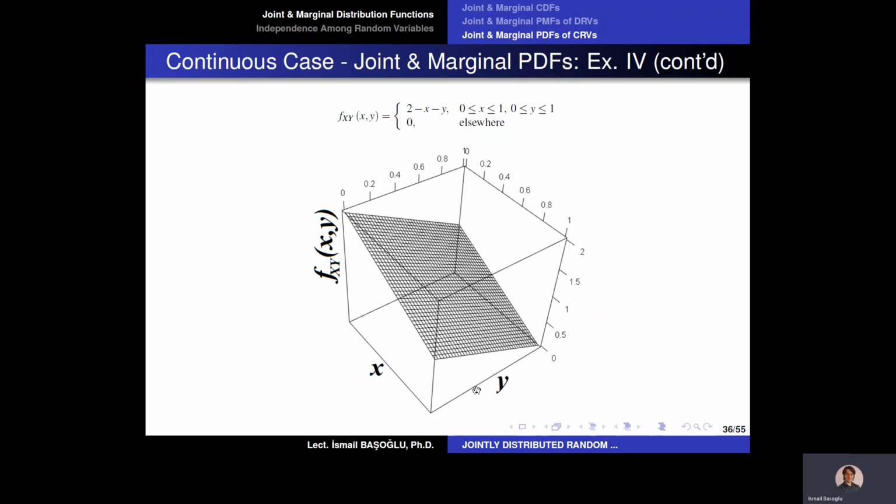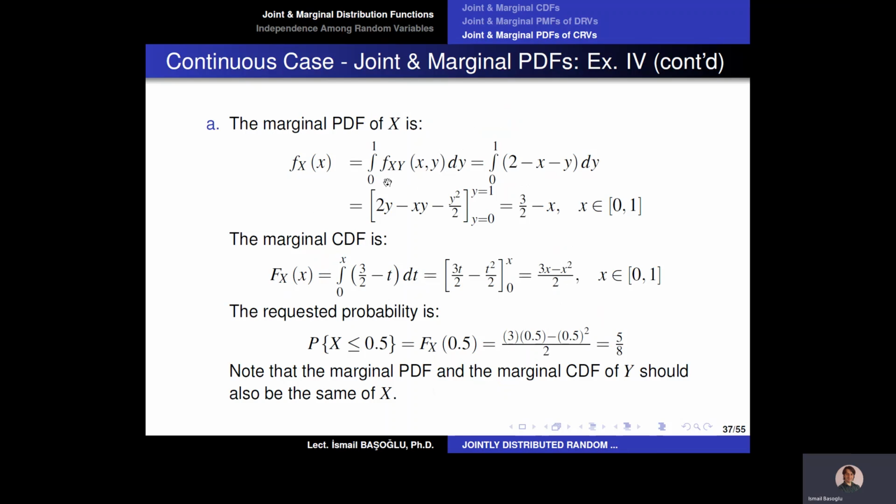When you look at the picture here, you are basically seeing half of a square prism. So we have a square in the base, and this is a square prism. The shape is a square prism, and we are cutting it from this corner to this corner with a plane, and this is basically half of a square prism. And the total volume under this function, under this plane, is basically equal to 1. Why? Because it is half of the total volume of the square prism, and the square prism has the volume of 2.